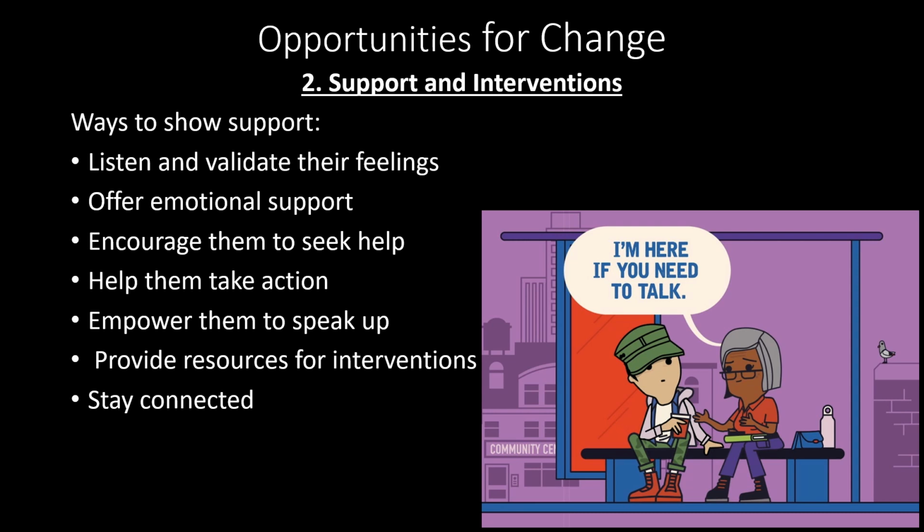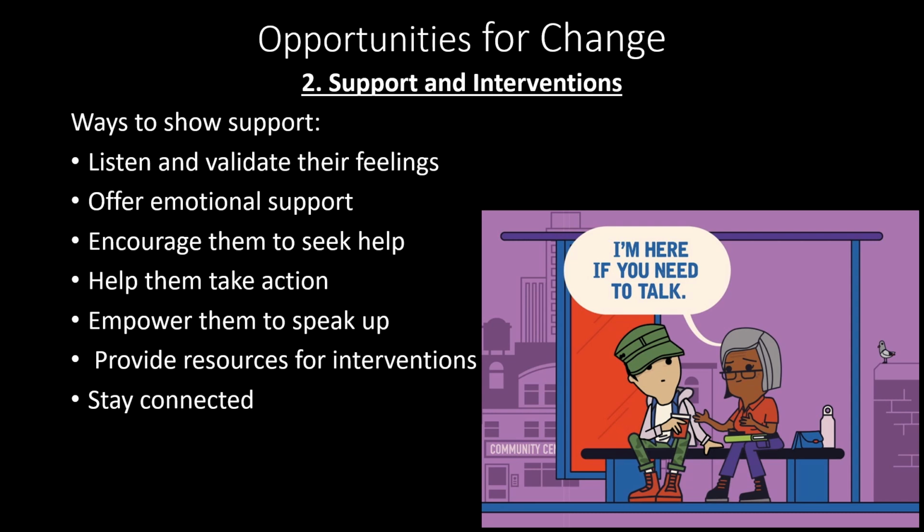Number 1 is to listen and validate their feelings. It's important to let the victim know that you believe them and that their feelings are valid. Number 2 is to offer emotional support. Be there to listen, provide comfort, and offer encouragement to the victim. Let them know that they're not alone. Number 3, encourage them to seek help. Suggest that they talk to a trusted adult, teacher, counselor, or mental health professional.